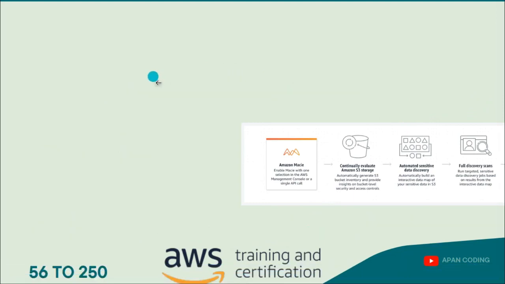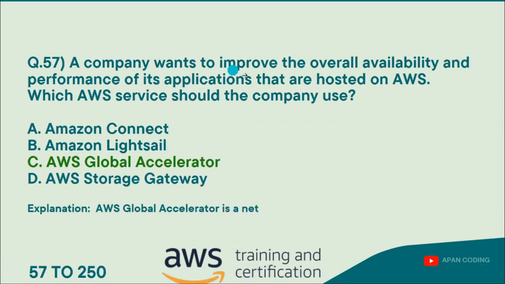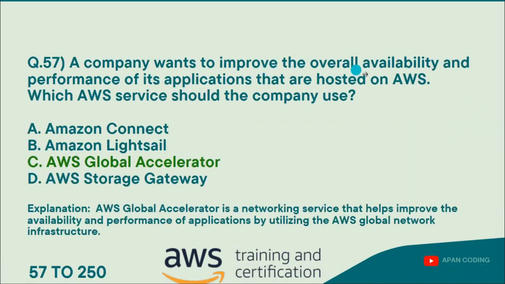We will see question number 57. A company wants to improve the overall availability and performance of its applications that are hosted on AWS. Which AWS service should the company use? Which one, friends? What should we use? It will be AWS Global Accelerator.